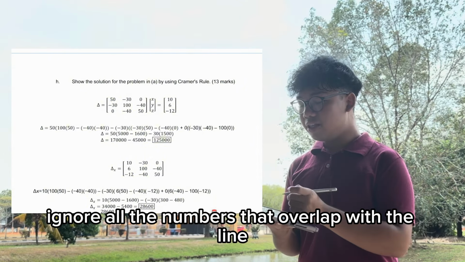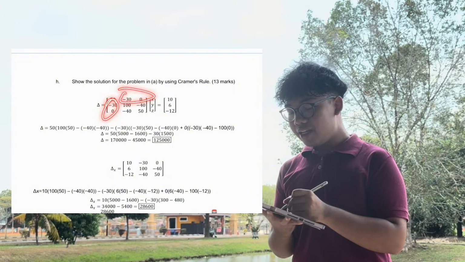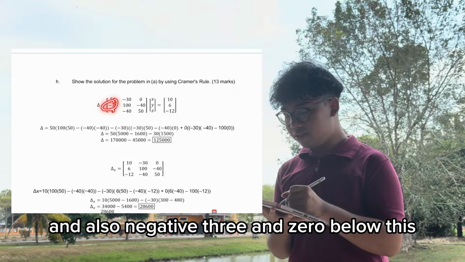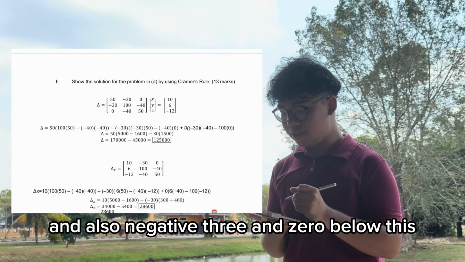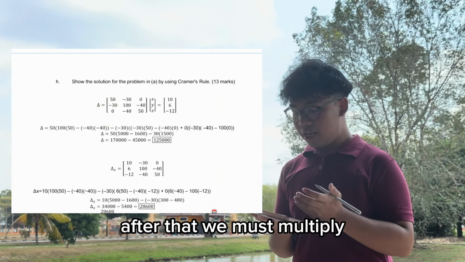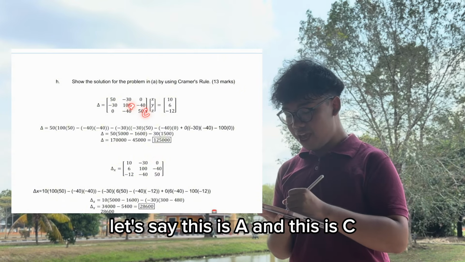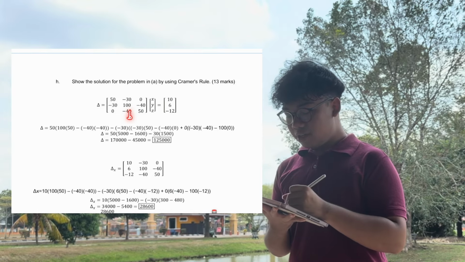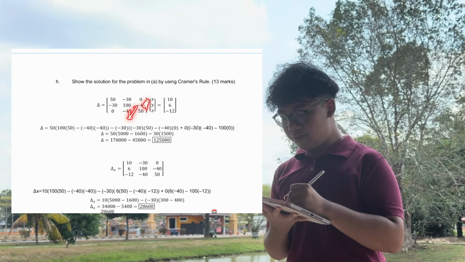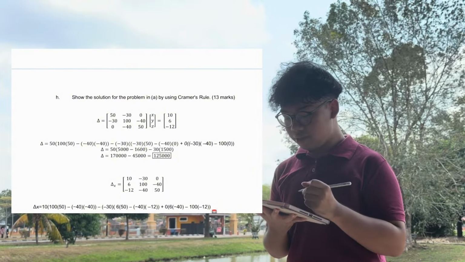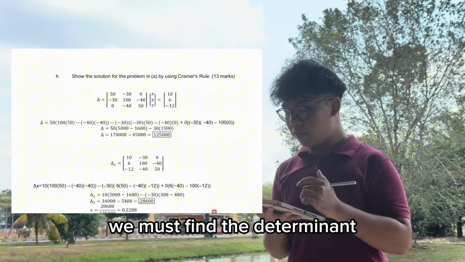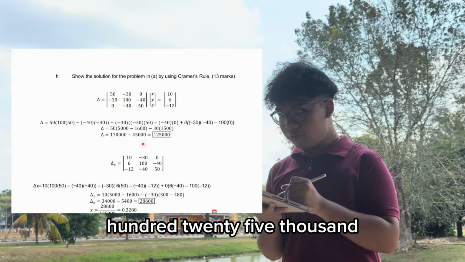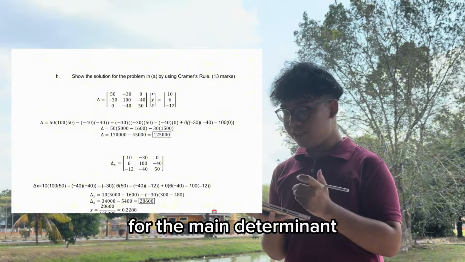We must ignore all the numbers that overlap with the line that 50 is in. For this case, it's negative 30 and 0 here, and also negative 3 and 0 below this. After that, we must multiply. Let's say this is A and this is C. Multiply A and C, and this is B and D. Multiply B and D also. Then we must find the determinant. For this, we got 125,000 for the main determinant.